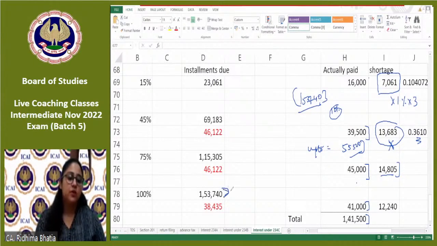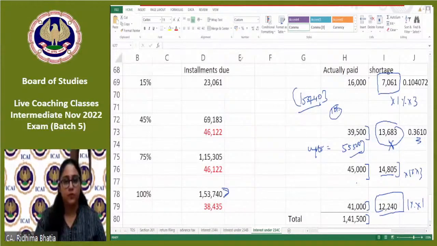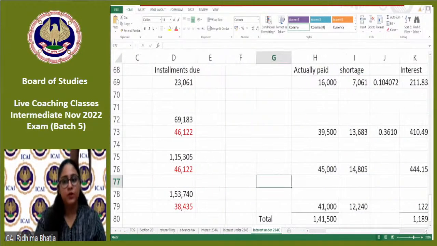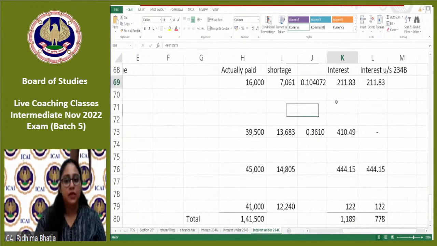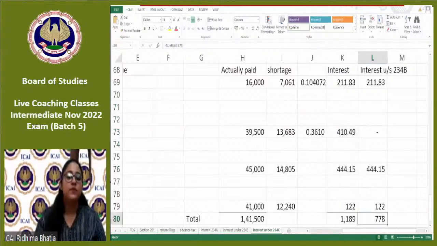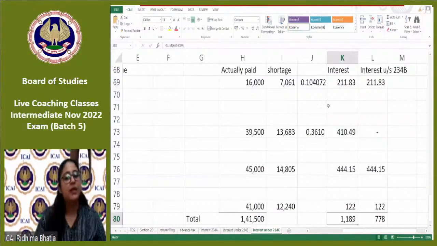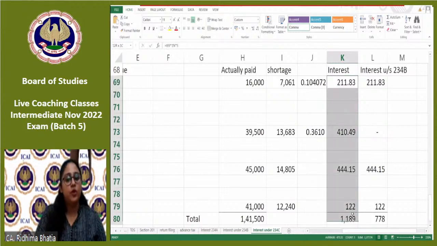What should have been deposited? 1,53,740. So 12,240 is the shortfall. So on this, 1% into 3, and on this, 1% into 1. Okay, and the interest would be simple. This will not be the case. This 778 is the case. This is just for you to understand. Those who got 1189, because you calculated on the second shortfall also, but on the second shortfall, interest is not to be taken.